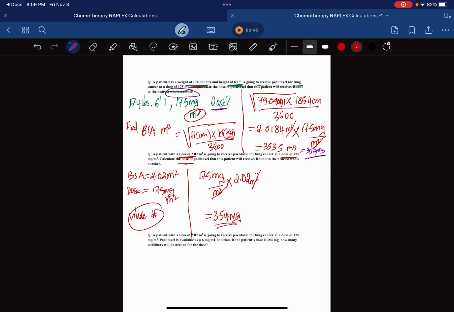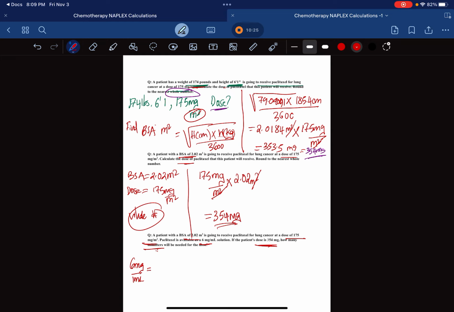The other one, we're given the BSA again. We have the dose in milligrams per meter squared, which is the BSA. And then we have the solution. And then we are asked how many milliliters will be needed. This is very straightforward because we're also given the dose. You can do this in two ways. You can either go ahead and get the 6 milligrams per 1 ml.